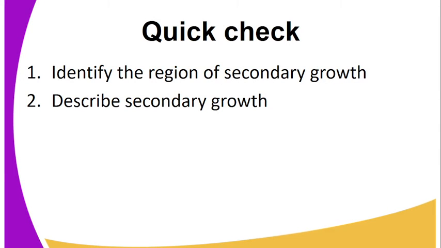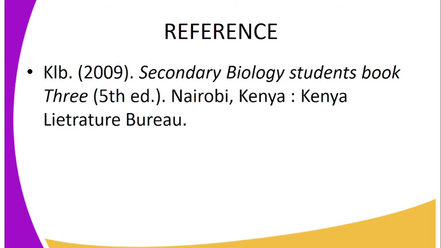So we've come to the end of our lesson. And I have an assignment for you. Number 1, identify the region of secondary growth. Secondary growth takes place in the cambium. We've said it takes place in the what? In the cambium. Number 2, describe secondary growth. For reference, you can study KLB Secondary Biology Student Book 3, the 5th edition.